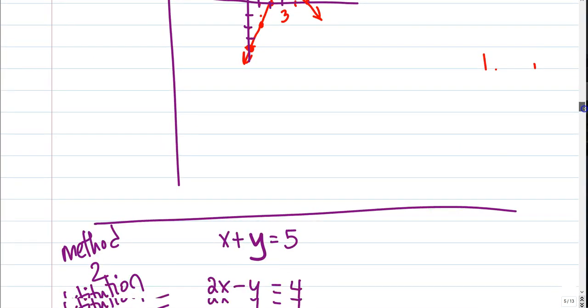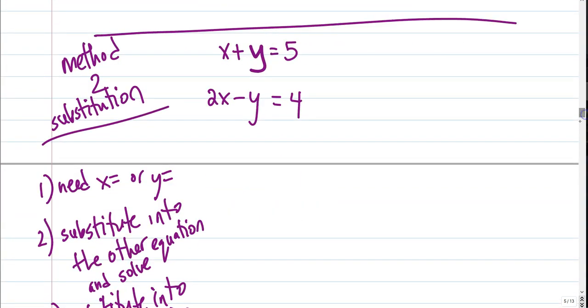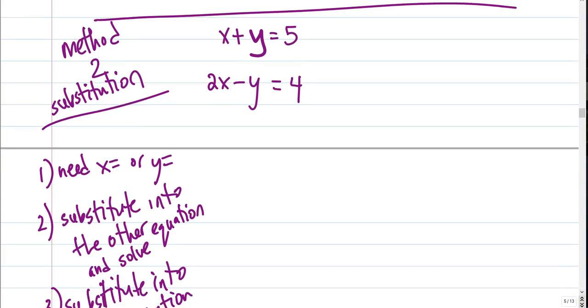Method 2. What if I took the same two and I said, I want to use substitution? I wouldn't, but if I wanted to, step 1, we either need an x equals or a y equals. We don't have that currently, do we? We don't have x equals or y equals. I could take the top equation, and I could move the x, though, and what would I get? y is equal to negative x plus 5. We saw that last time.